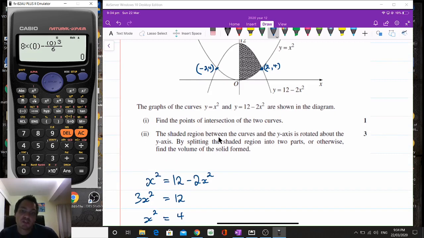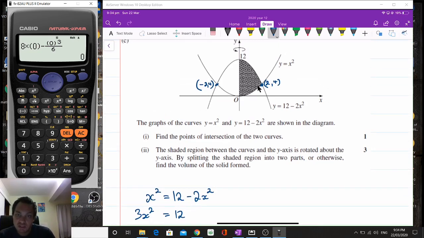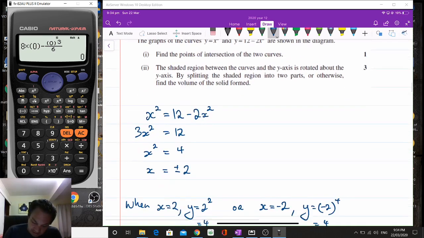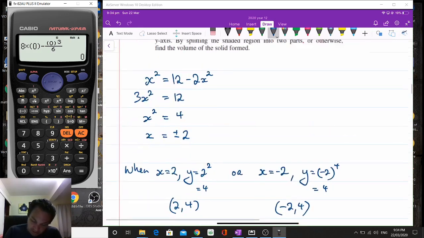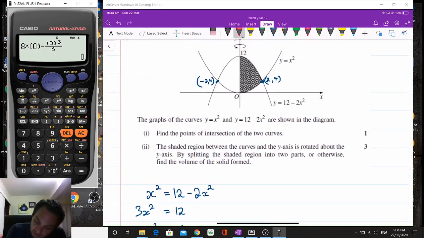The shaded region between the curves and the y-axis is rotated about the y-axis. Okay, so the shaded region between these two curves and the y-axis, they just gave that to specify this little shaded part by splitting the region into 2 parts. That's why you saw the colours earlier, or otherwise find the volume of the solid formed. So I started and did the red part already, so this was the top line.